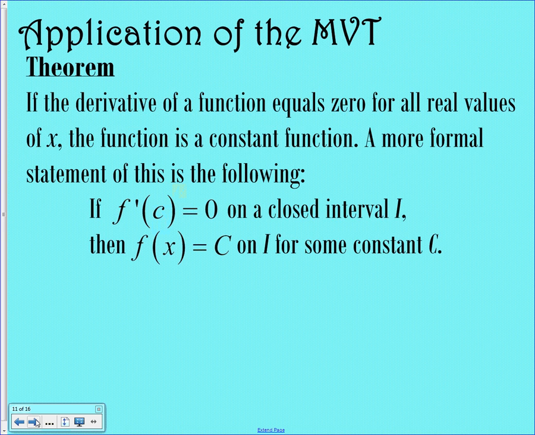Okay, so now let's look at application. We have a theorem. If the derivative of a function equals 0 for all real values of x, then the function is a constant function. Another way to write it, it's more formal. If your derivative at c equals 0, then there is f of x equals c on the interval for some constant c.